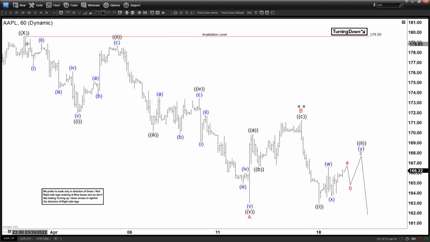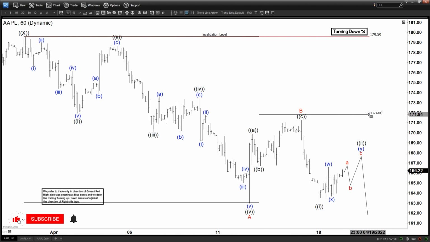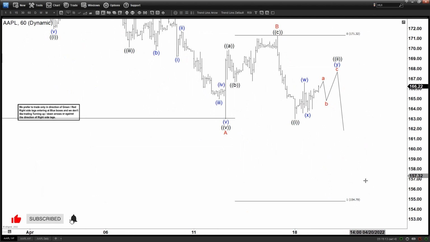All right, now in terms of the move to the downside, the target on the downside, if we are simply doing an ABC zigzag, just for a rough idea, C equal to A gives you a rough idea. You can go to 154 as the next target on the downside.